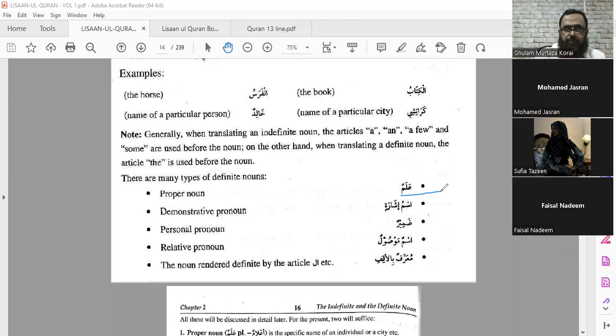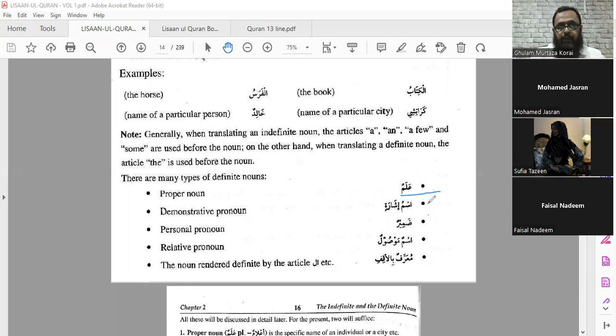Like Jasran is a proper noun. Sufia is a proper noun. Faisal is a proper noun. Murtaza is a proper noun. The word Allah is alam, the name given to Allah, the creator of the universe. So alam is the first type.